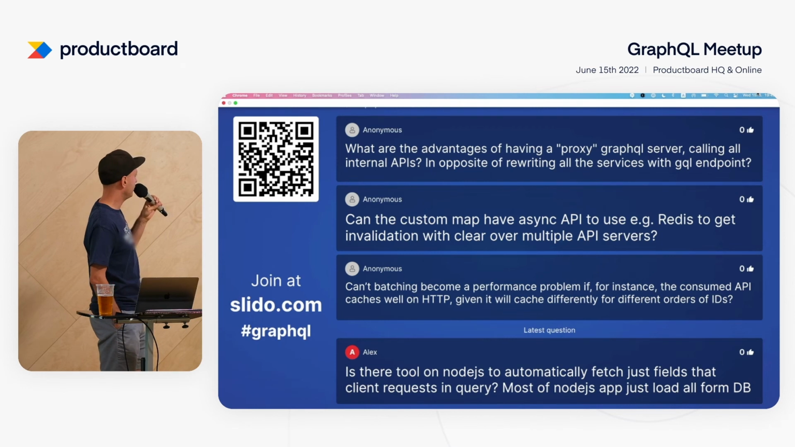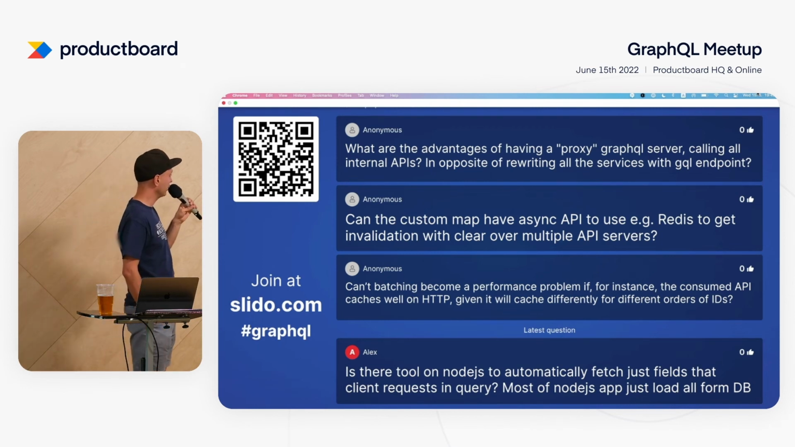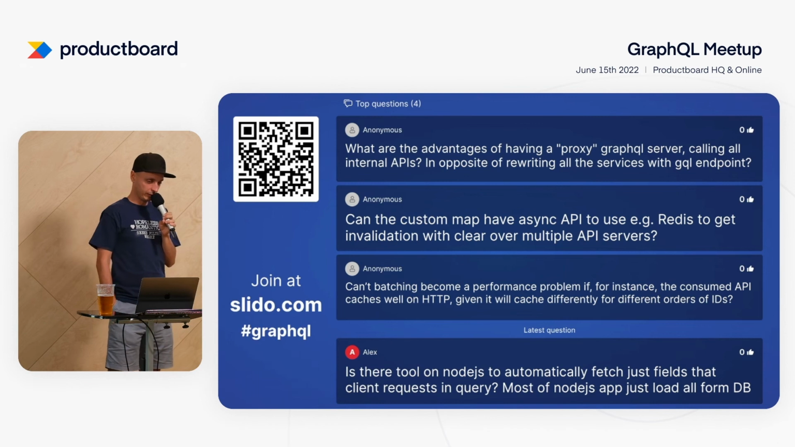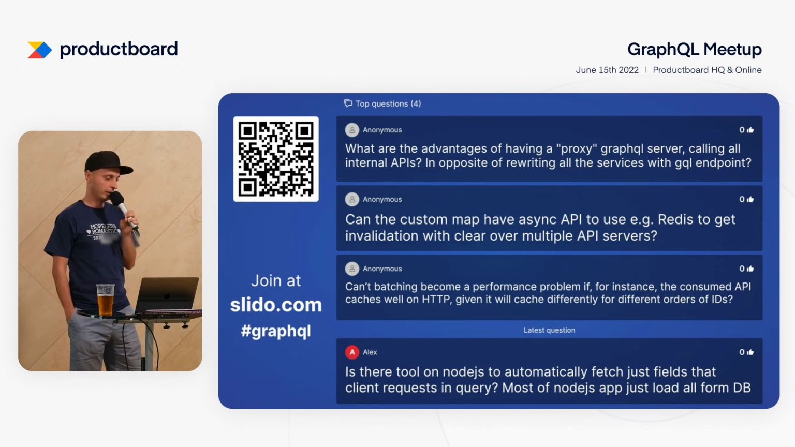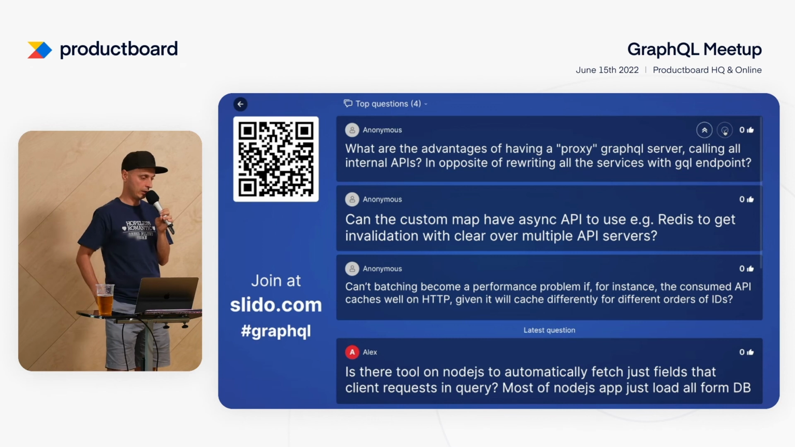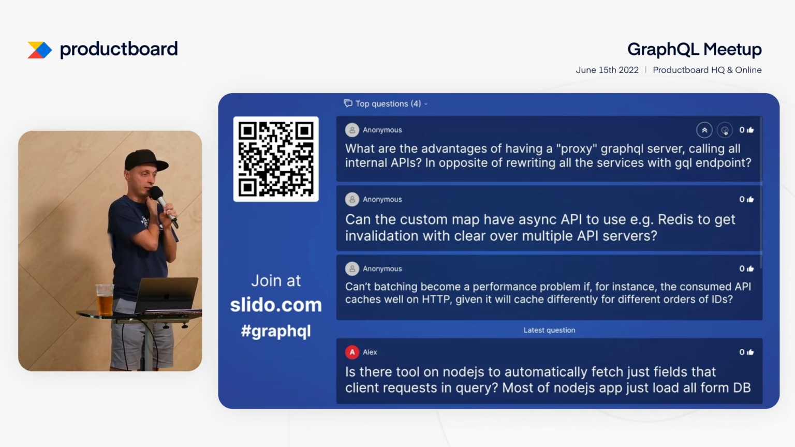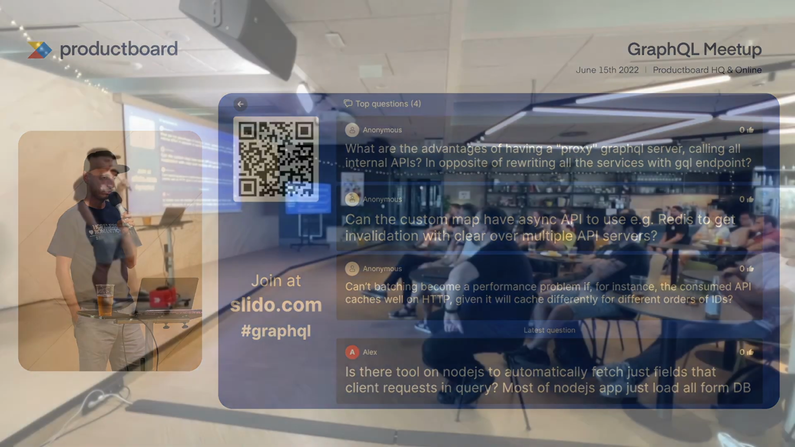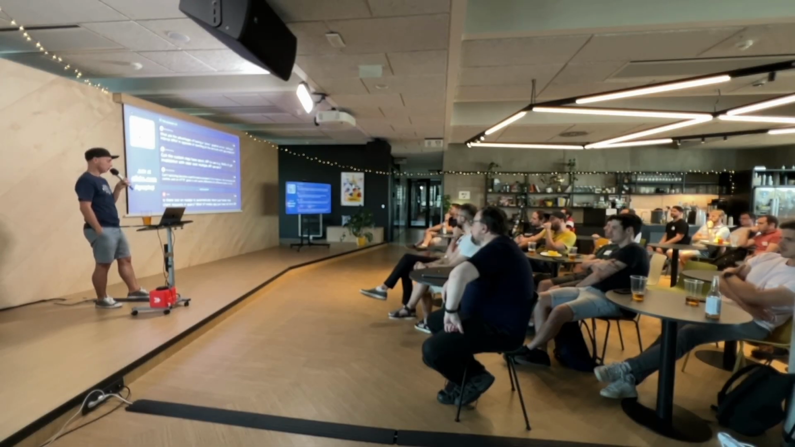Can the custom map have an async API to use, e.g., Redis to get invalidation with clear over? Yeah. Maybe create a pull request or issue on GitHub, because I was thinking the same when I was speaking about the cache map. It probably would be a good idea to provide a Redis instance or some wrapped Redis, but it doesn't have anything like that, and the API follows the API of a map. So you could not even use something like mget for Redis. So yeah, good question.